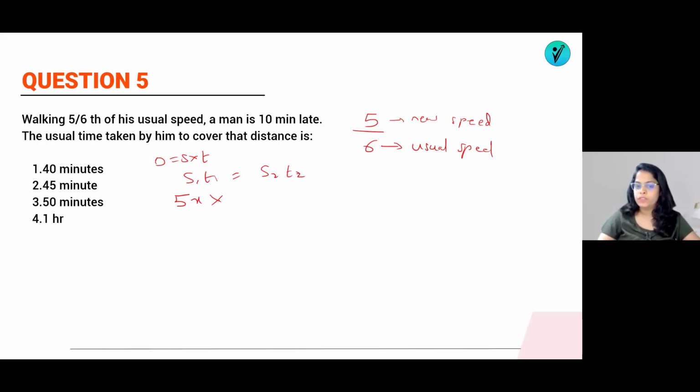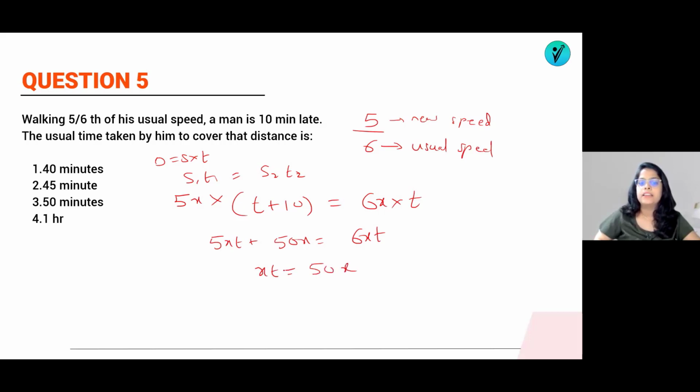Whenever he is going with 5x, he requires 10 minutes extra, that means T plus 10. And whenever he is going with 6x, he requires T time. So 5xt plus 50x is equal to 6xt. I can say that 6xt minus 5xt, which is 1xt, is equal to 50x. The x will get cancelled, so t will be 50 minutes. They asked for the usual time taken to cover the distance, so it will be 50 minutes.